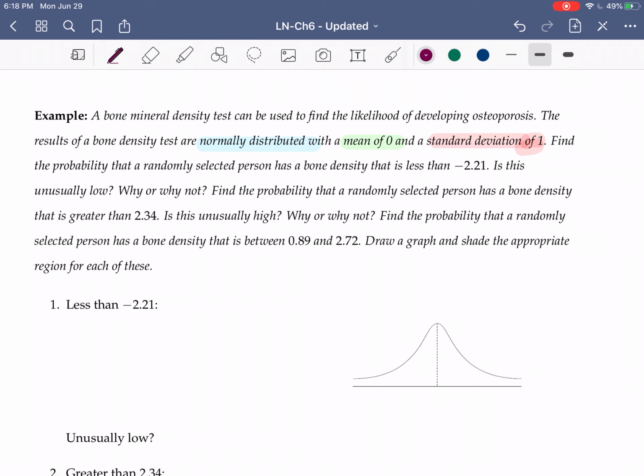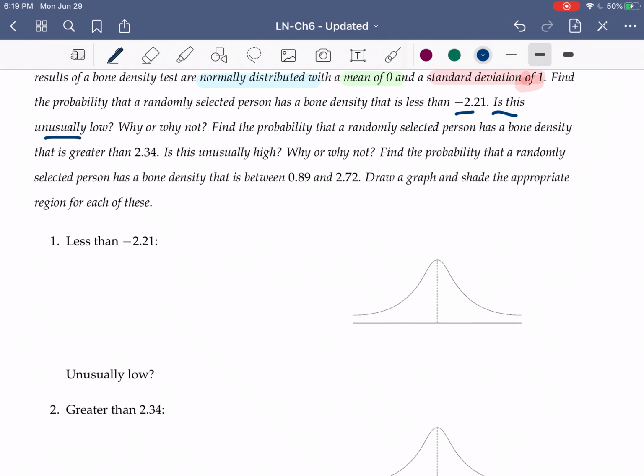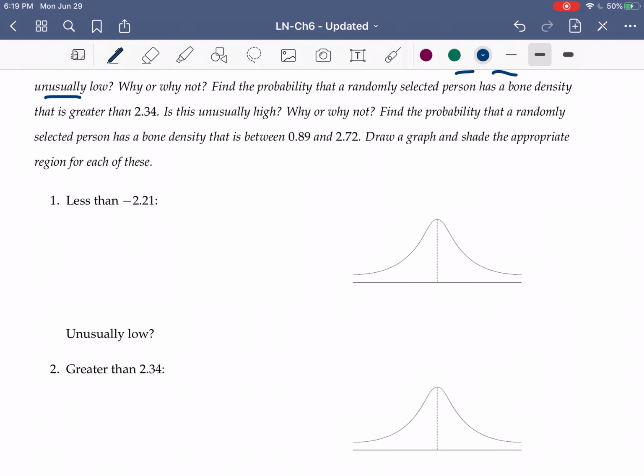Right, so we know here the mean is 0. We know the standard deviation sigma is equal to 1. So we are going to find the probability that a randomly selected person has a bone density that is less than negative 2.21. Is this unusually low? Why or why not? And then we'll answer some other questions. So let's first find the probability that the bone density is less than negative 2.21.